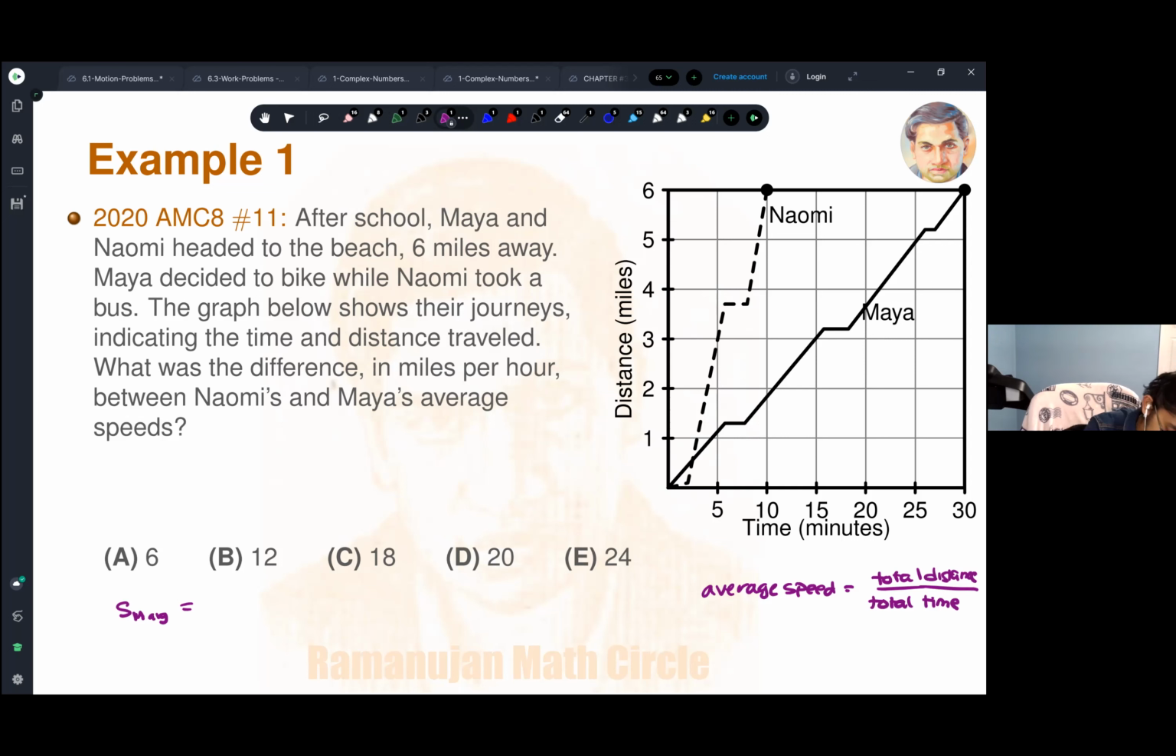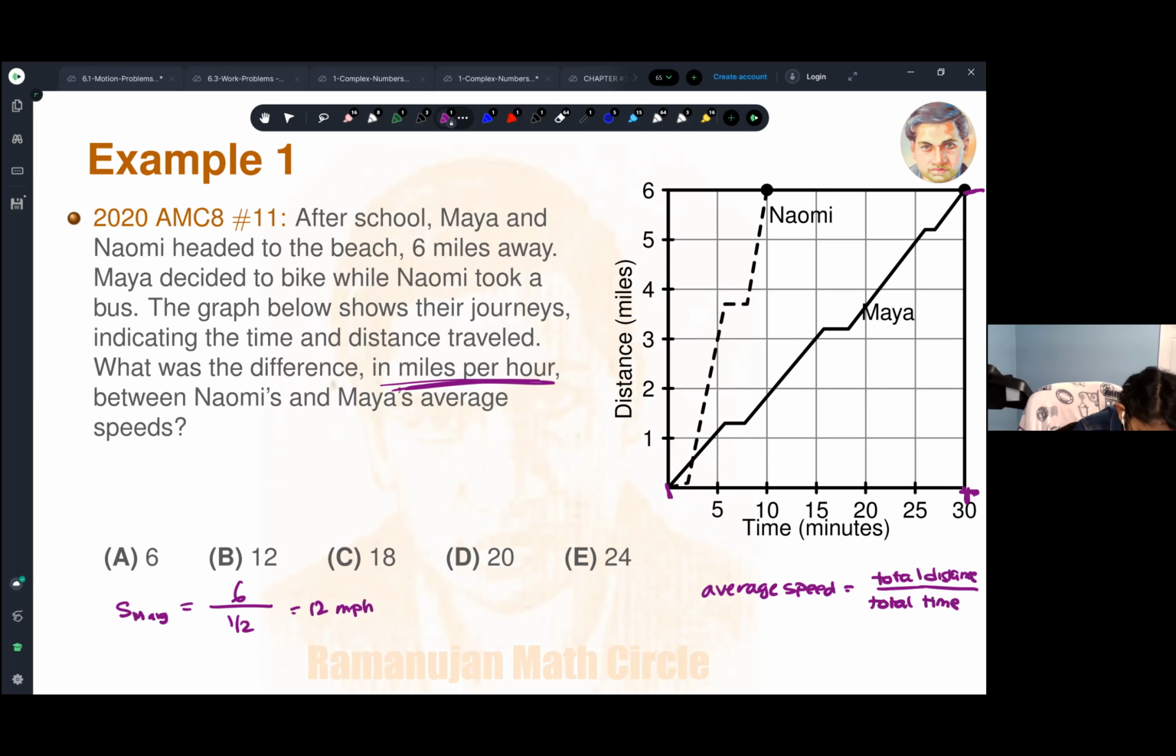So her total distance, according to the graph, is 6 because she starts out at 0 distance and she's at 6. So her total is 6. And her total time seems to be 30. But if you realize, they're asking for miles per hour and the time is in minutes. So we have to convert our time to hours. And so in that, we can say that it was half an hour. So that's 12 miles per hour, and that is Maya's average speed.